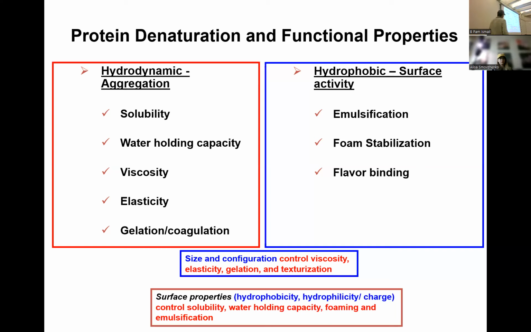So for surface properties, we talk about hydrophobicity, hydrophilicity, or charge. Charge is not the only thing that causes hydrophilicity. The protein can be polar. You have polar residues, not necessarily carrying charge, but polar. That's why I have hydrophobicity here, but hydrophilicity may or may not carry charge. So these surface properties control or have greater influence than other properties on solubility, water holding, foaming, emulsification. pH.